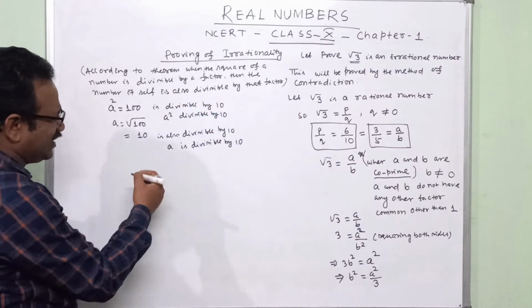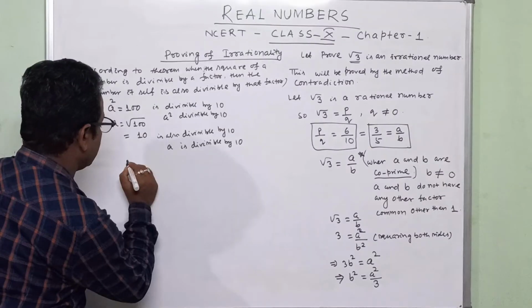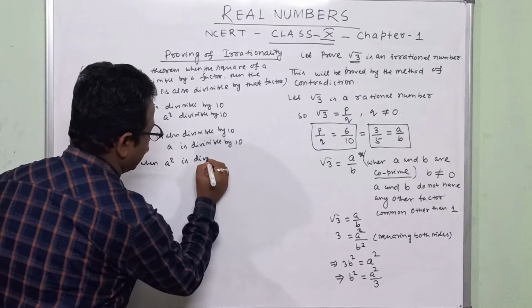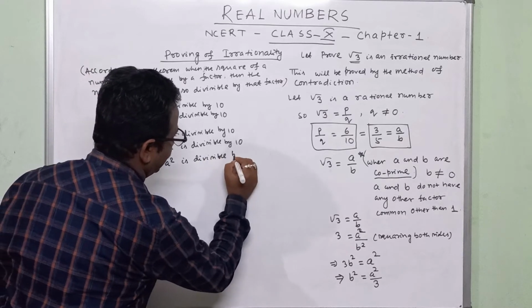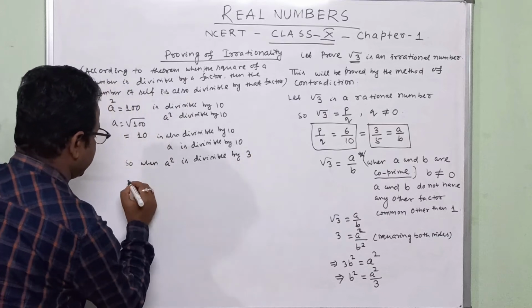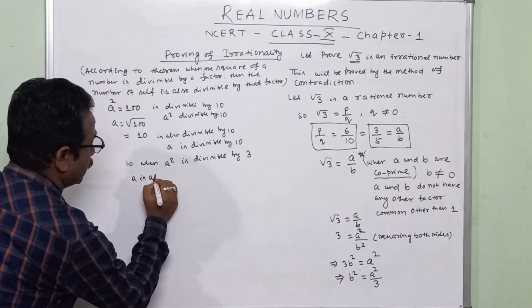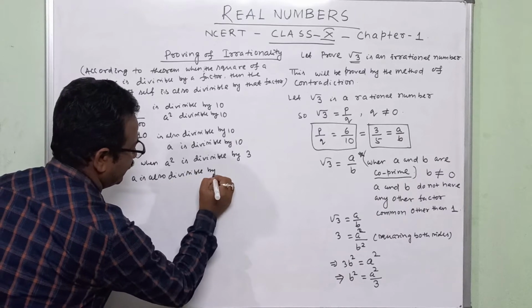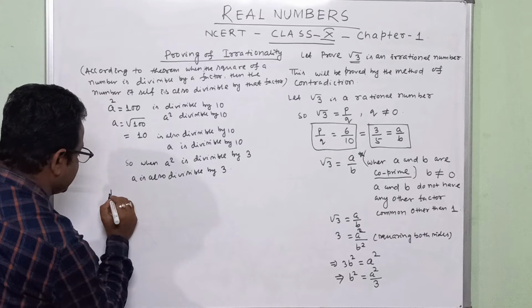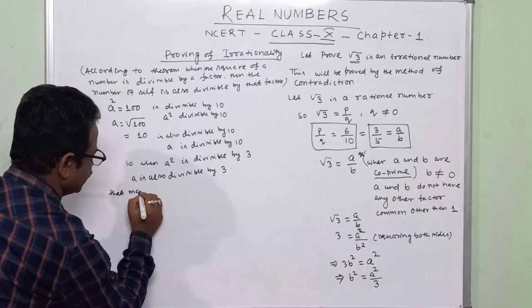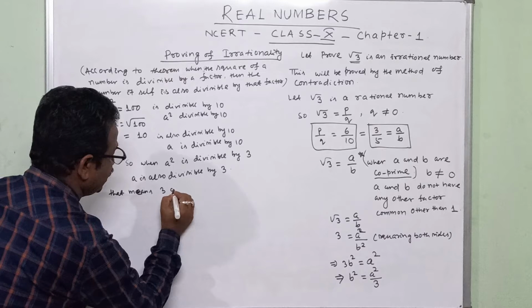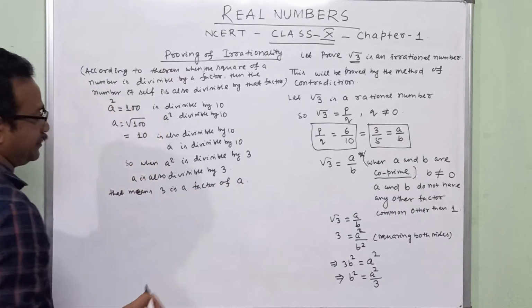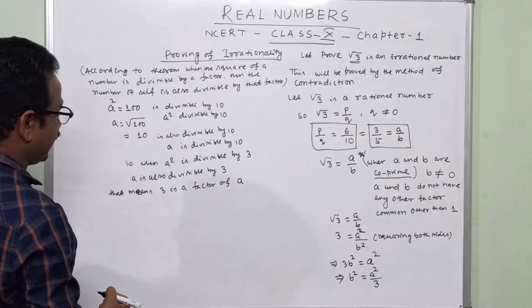Now, when A square is divisible by 3, A is also divisible by 3. That means 3 is a factor of A.